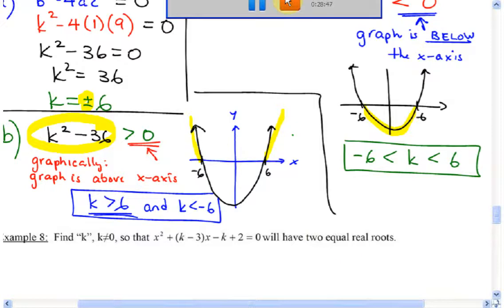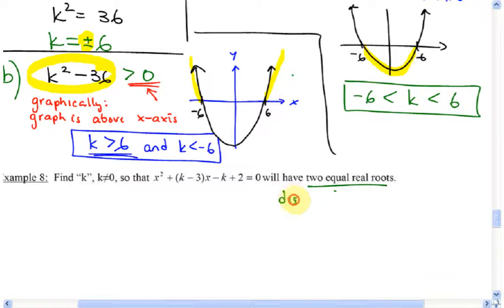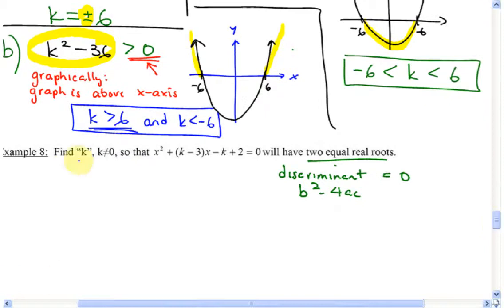How do you show something has 2 equal real roots again? 2 equal real roots means that the discriminant equals 0. Well, what's the discriminant? That's b squared minus 4ac. So go ahead, identify a, b, c. Don't put it in the whole quadratic formula. Just put it into the discriminant. So what's a in this case? A seems to be the value in front of the x squared term, which is 1. What's b in this case?